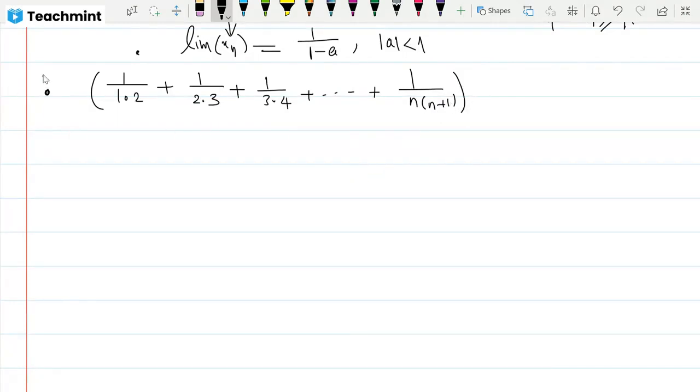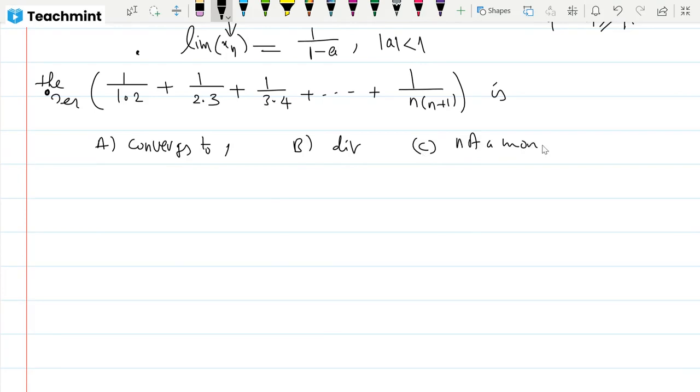Suppose I write the options like this, sir. The sequence, option A, converges to 1. Option B, diverges. Option C, not a monotonic sequence. And D is none. Okay, so I will write the solution. Yes sir, this is convergent, and I think it converges to 1, sir. We can tell the limit of the sequence also.